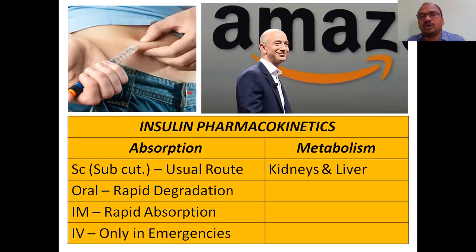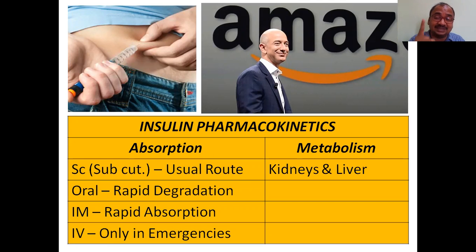Insulin pharmacokinetics: this is the SC route, the subcutaneous route. Cutaneous means skin, sub means just below. So just below the skin, this is the usual route. Orally, there is rapid degradation, so that's why insulin tablets and insulin capsules are not available. Research is still going on.